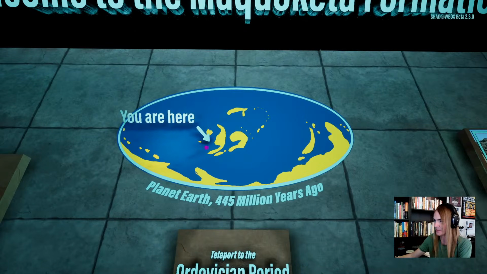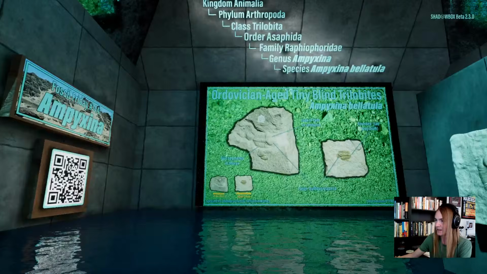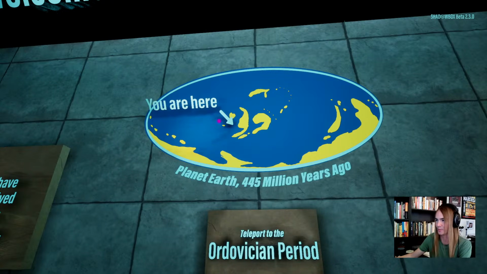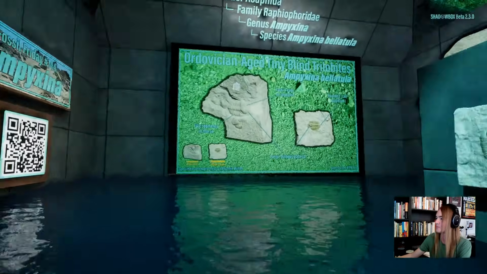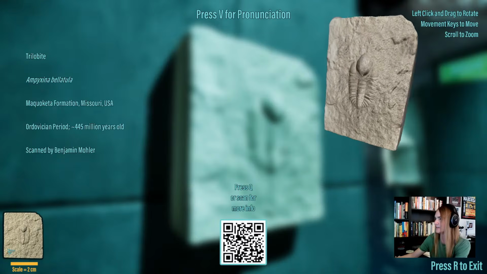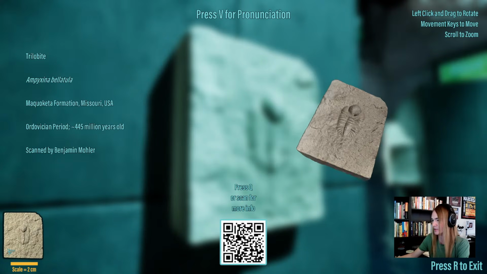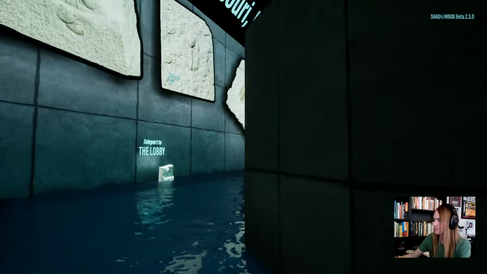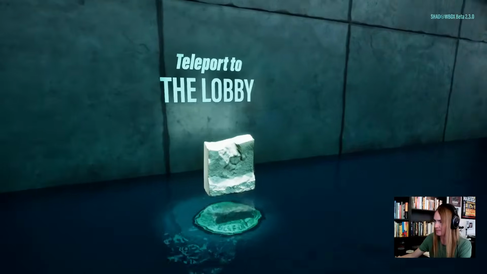And here we are. This is approximately where Missouri was 445 million years ago. You can see, this is where the equator would be. So this is probably a warmer seaway. And yeah, these were some really cool specimens to get to work with. So that's the Makokada Formation.